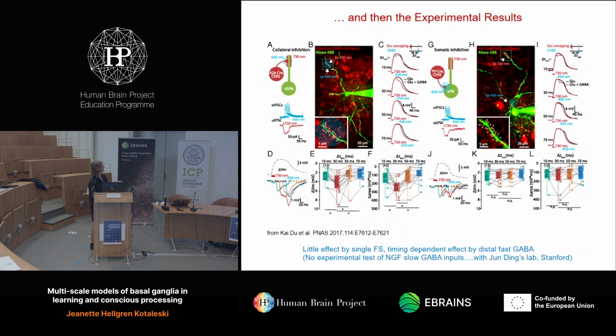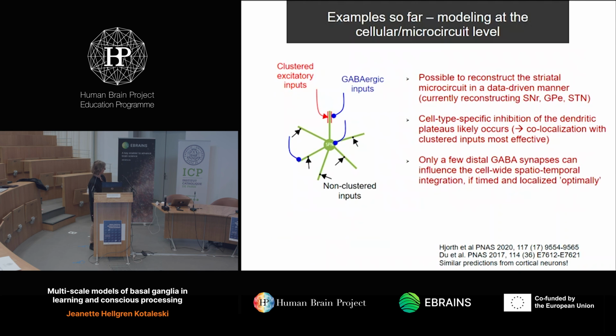This was also verified in experiments together with collaborators: you can kill a plateau if you have distal inputs, but not if you have proximal inputs. And this has also been shown in models in cortex by Idan Segev's group. So what I said so far is that it's possible to reconstruct the striatal microcircuit, and also the rest of the basal ganglia, with the data that is out there, and this data is accumulating very rapidly. We tested this cell type specific inhibition. If this is true, which we believe, then only a few distal GABA synapses can influence the cell-wide spatial temporal integration and plasticity, even though when you do pairwise recording you hardly notice any effect. I think this is quite interesting.